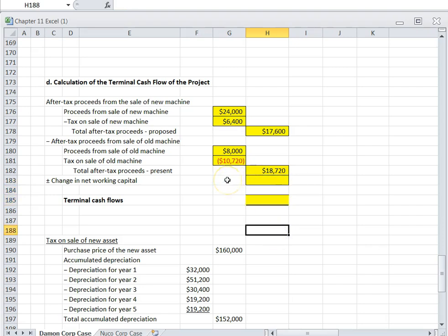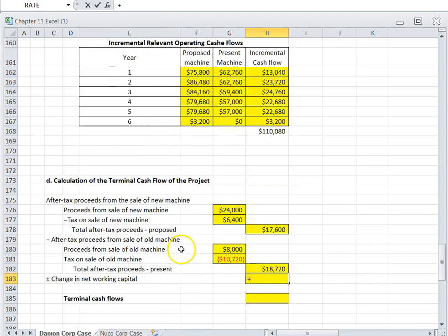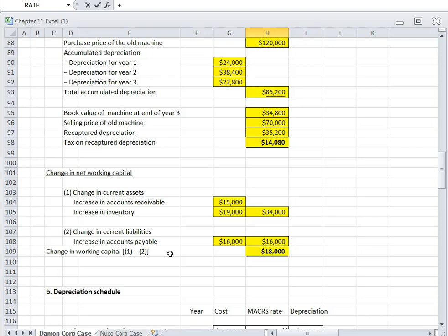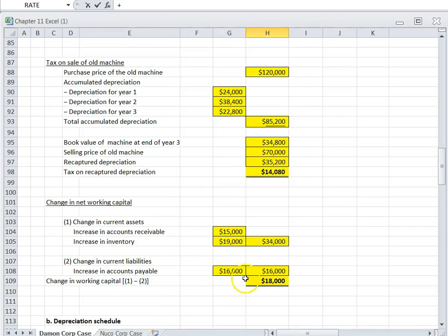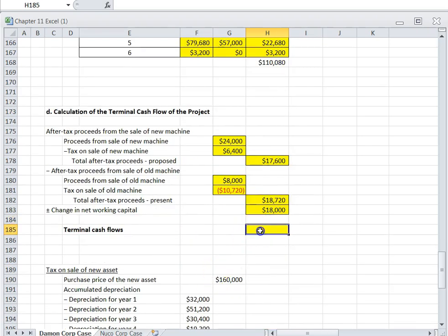Okay, so what we have here is, like I explained, the total after tax proceeds of the sale of the old machine. Now, so change in working capital, I apologize if I did this already, we get our working capital. Okay. Now, the terminal cash flows, we're going to take the after-tax proceeds from the sale of the new machine, and we're going to subtract out the after-tax proceeds from the sale of the present machine and add the working capital.